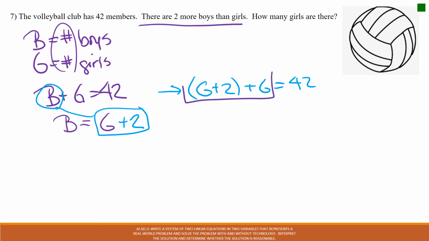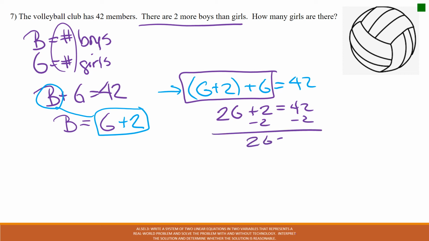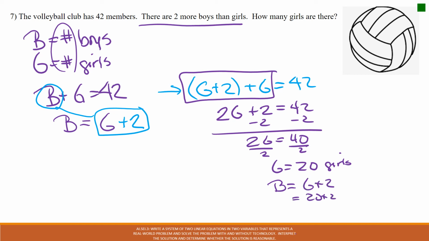I am going to combine like terms. 2G plus 2 equals 42. Subtract 2. 2G is equal to 40. And G is equal to 20. There are 20 girls. So the number of boys is the girls plus 2. So 20 plus 2, there are 22 boys.